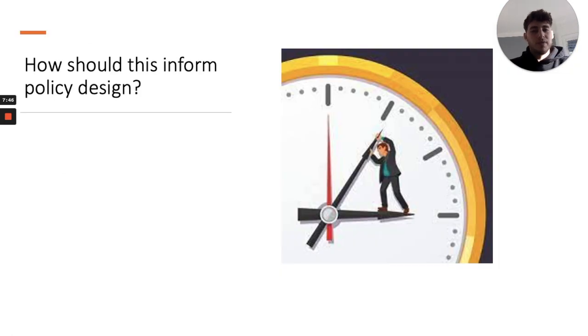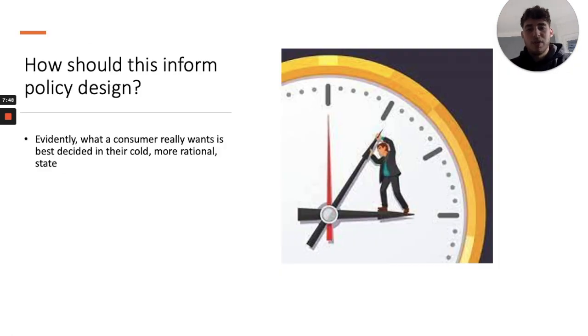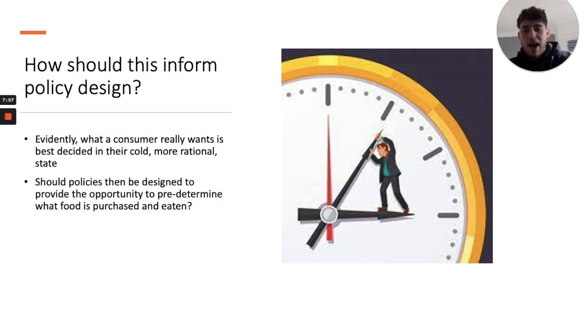So how should we use this to inform policy design? Well, it's clear that what a consumer really wants is seen in their experience utility, which is decided in their cold, more rational state. So should we design policies that provide the opportunity to predetermine what food you want to purchase and what food you want to eat, in order to make a more rational decision?